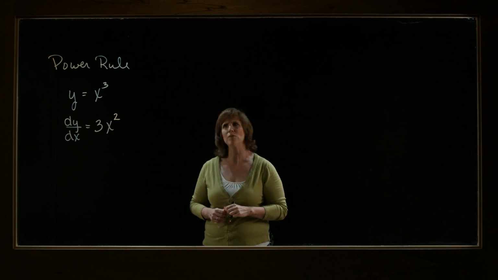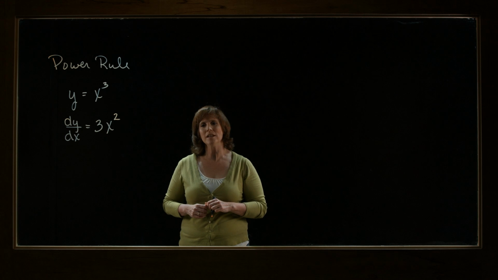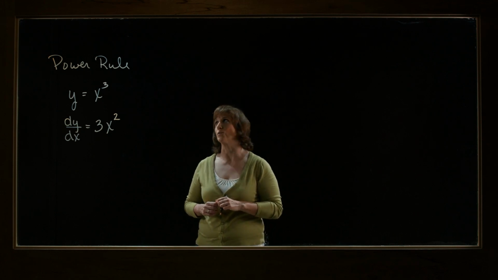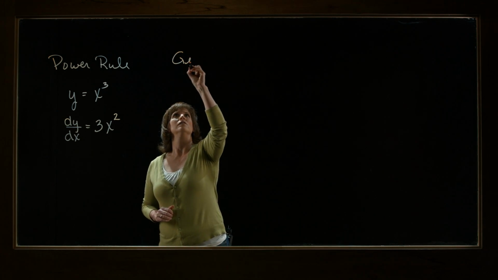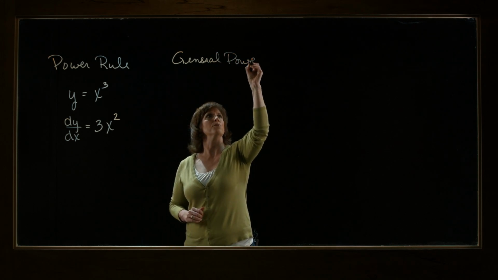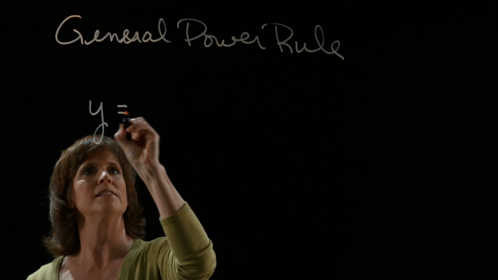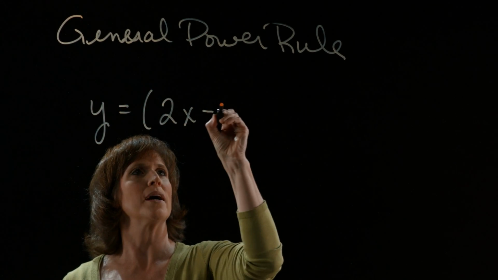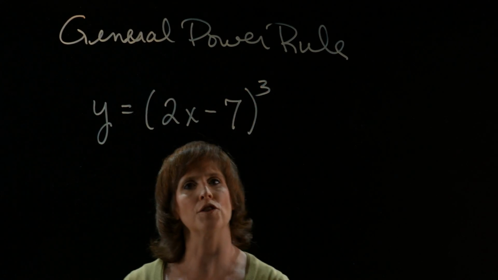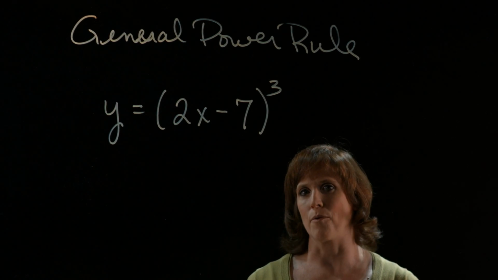Well, how is the general power rule different? In the general power rule, it's really just a special case of the chain rule. So the general power rule would be used to take the derivative of something like the quantity 2x minus 7 to the third power. Now, when I find derivatives, I always look for the main operation.